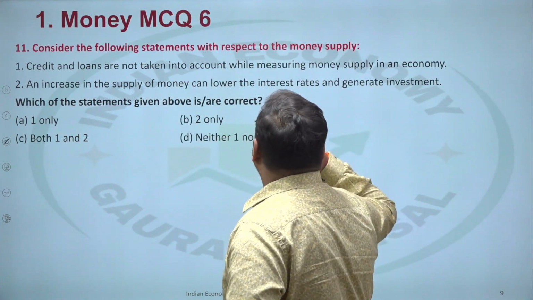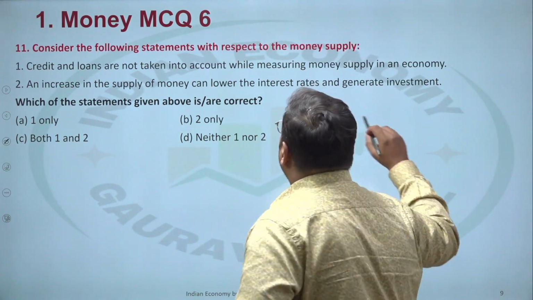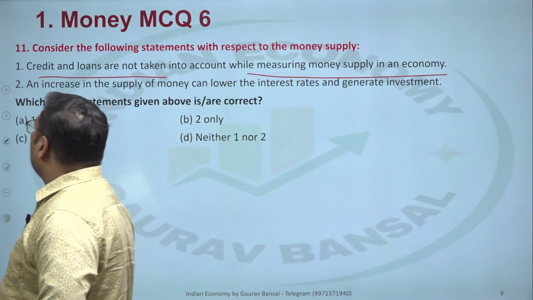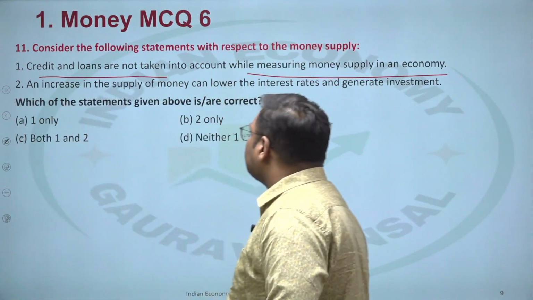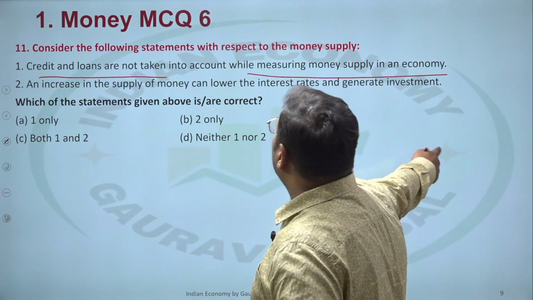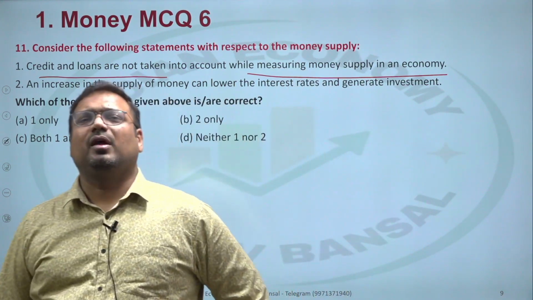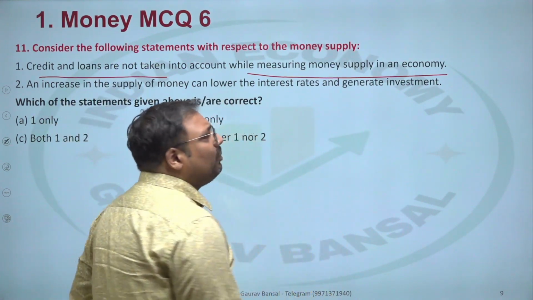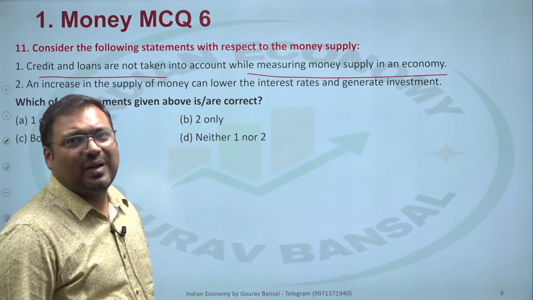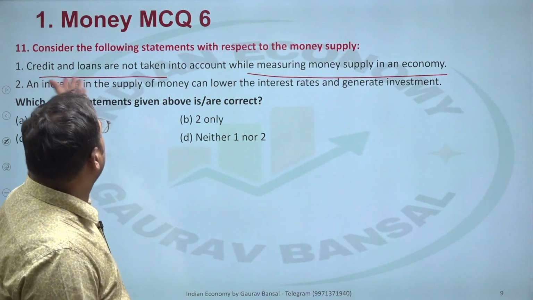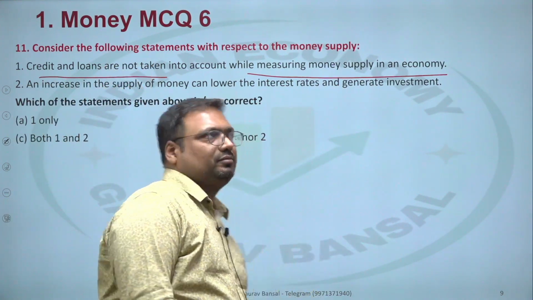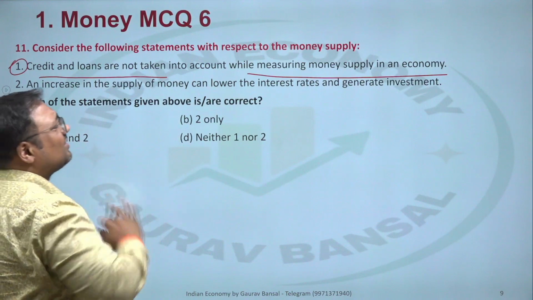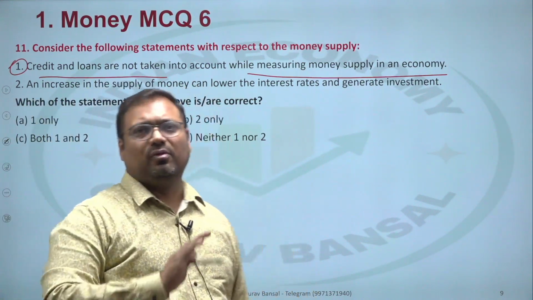Consider the following statements with respect to the money supply. Credit and loans are not taken into account while measuring money supply in the economy. Do we consider credit and loans in the system? We have written the money supply, M3. What does it show? The currency with the public plus the total deposits in the banks plus other deposits with RBI. Have we taken credit and loan into account here? No, we have not. So we take into account the deposits. One will not come. Second, you do not have to think about it. Simply look at the formula, you will find out.